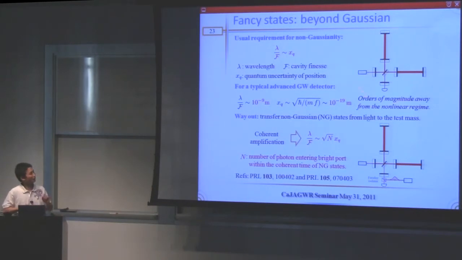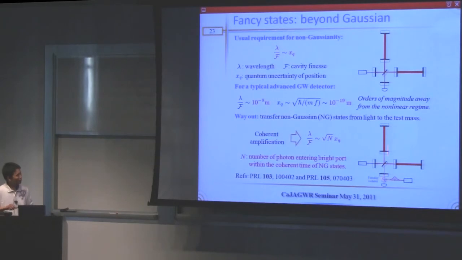And so you are really far away from this non-Gaussianity, or basically the nonlinear regime. So how can you do that? What is the solution? Basically, the way out is to transfer the non-Gaussian state from the light to the test mass, instead of trying to directly get the non-Gaussian quantum state from this kind of nonlinear interaction.